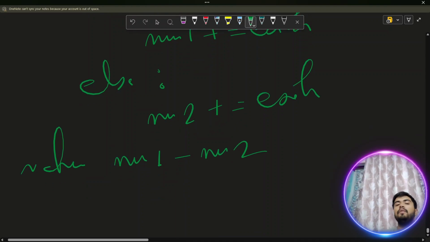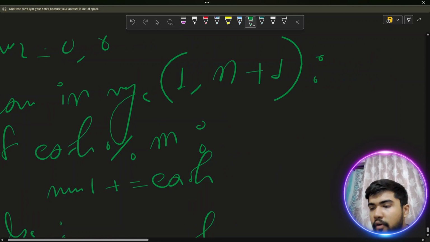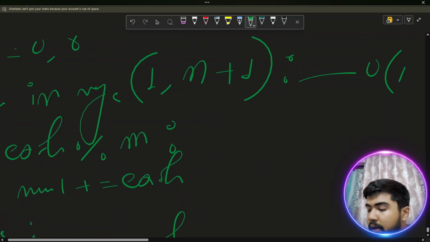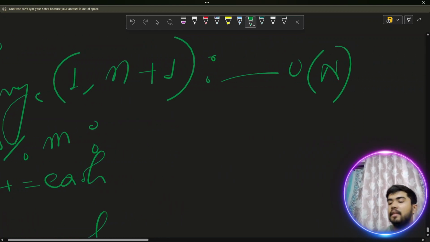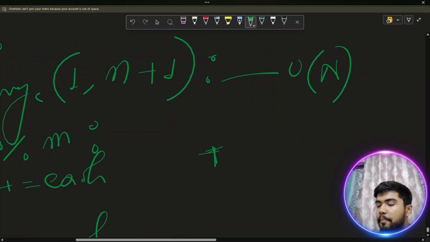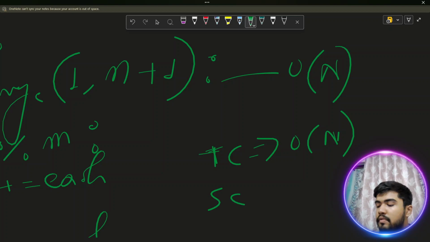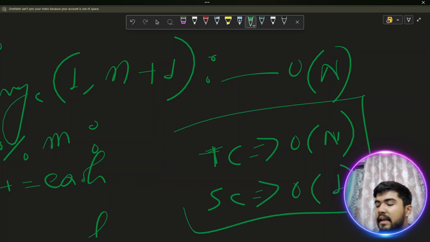Yes, this brute force will definitely work. What is the time complexity? We are iterating with only one for loop, so that is for sure big O of n. And on space complexity, do we use any extra space? No, all are variables. So the space complexity is big O of 1.